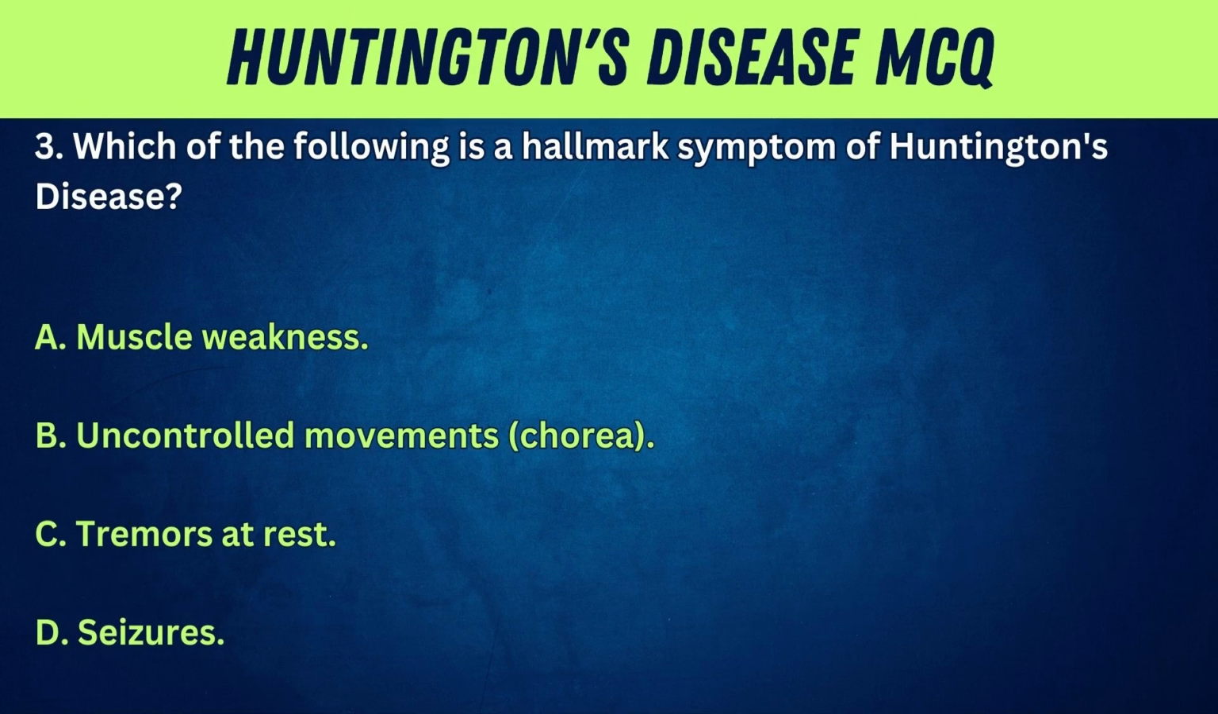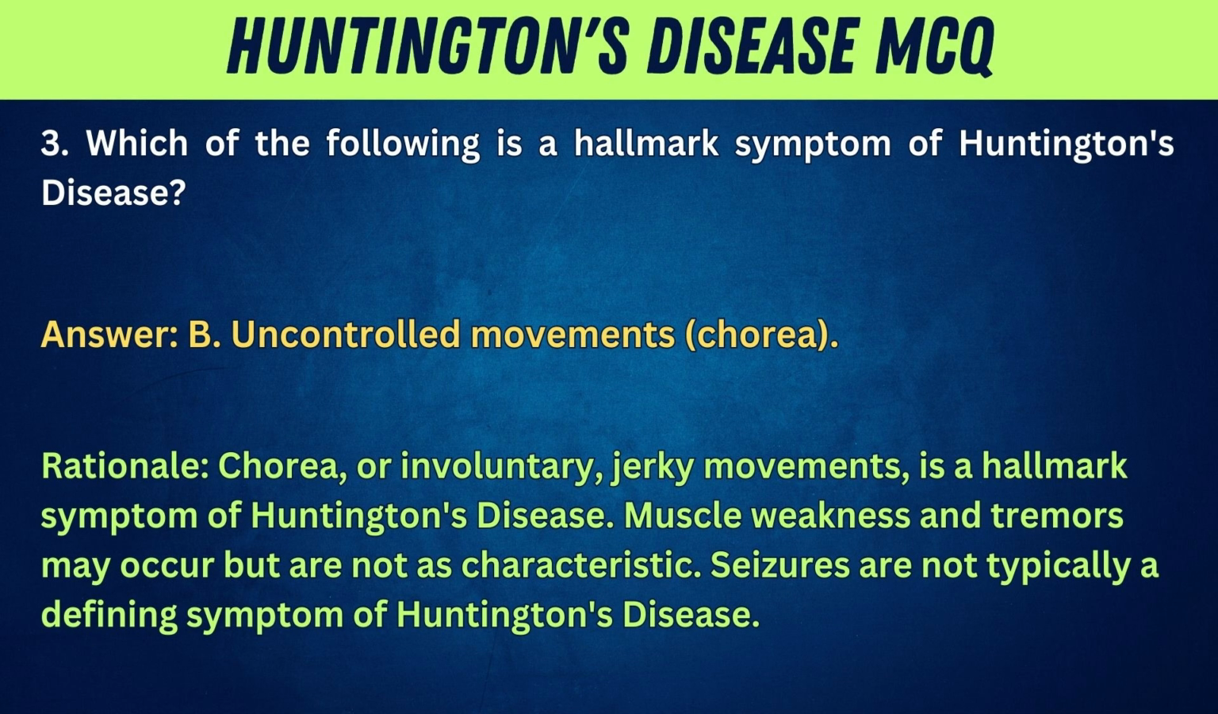3. Which of the following is a hallmark symptom of Huntington's disease? A. Muscle weakness. B. Uncontrolled movements, chorea. C. Tremors at rest. D. Seizures. Answer: B. Uncontrolled movements, chorea.